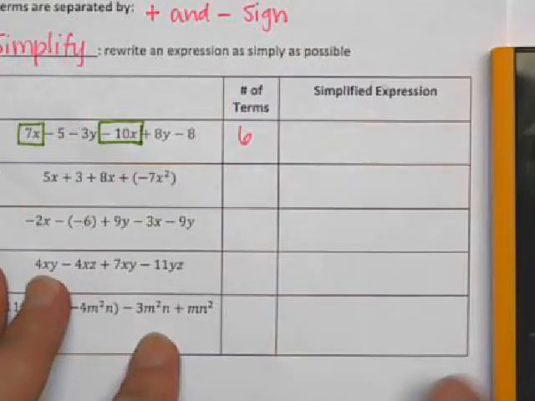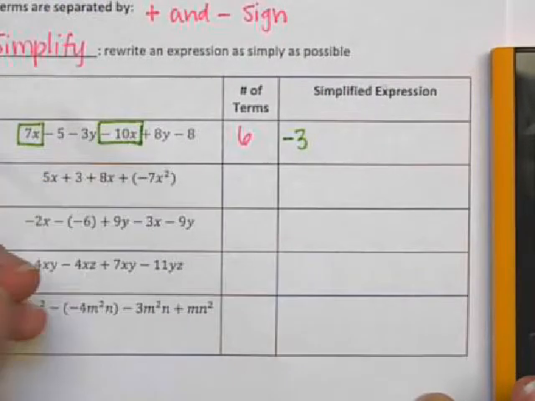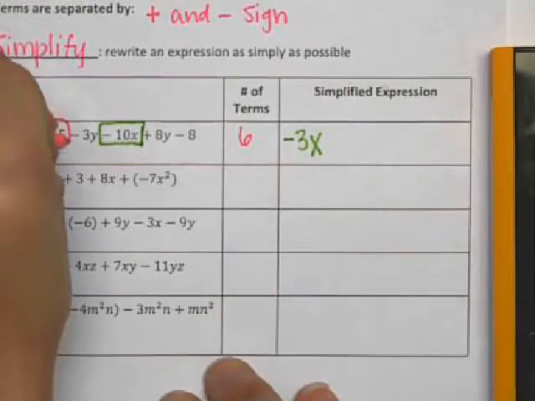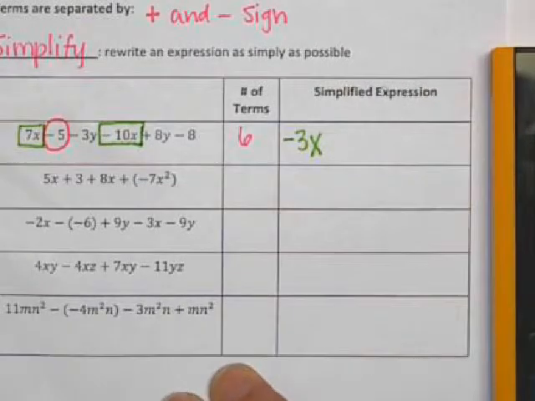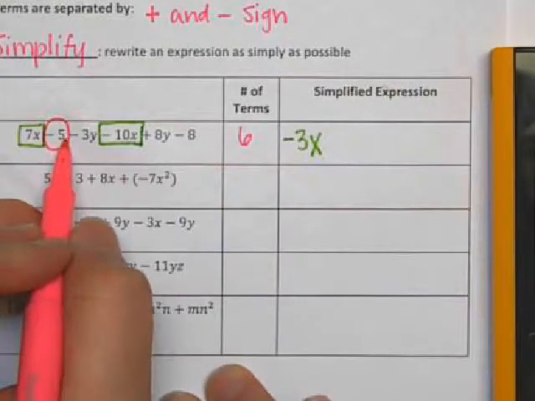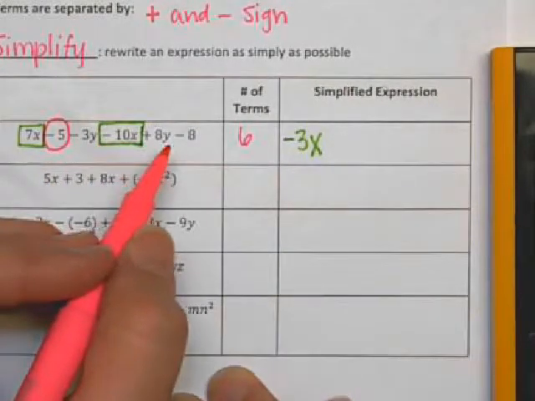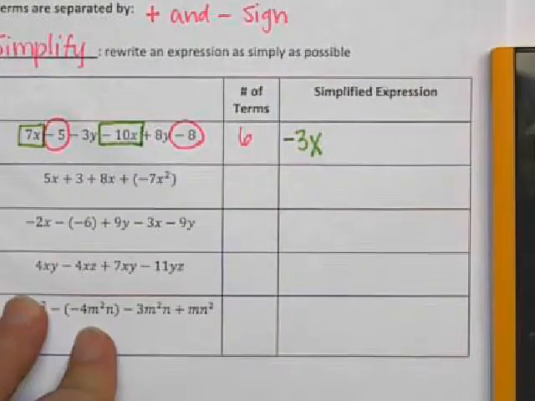So the first thing I'm going to write over here is negative 3. And the 7 has an x and the negative 10 has an x, so my answer's got to have an x. Okay? Then I'm going to take my next term, which is negative 5, and I'm going to put a circle around it. And I'm going to circle its like term. Well, negative 5 doesn't have a letter, a variable, or a little exponent. So the only other term that's like this is negative 8. And these are like terms, and I'm going to combine them.